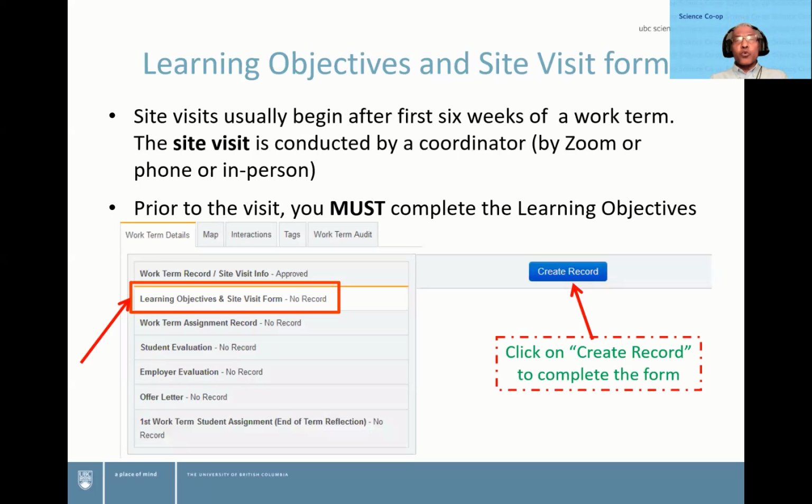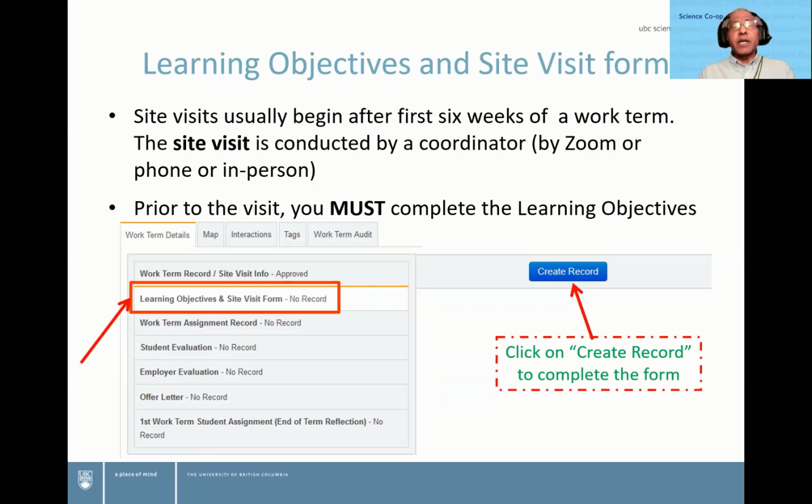Let's go back to the site visits. Now, the site visits are conducted usually after the first 6 weeks of a work term. So for example, if your work term starts in May, your site visits most probably will start, say, in the beginning of June or mid-June, and then the site visits continue on till the very end of the work term, because of course, we have lots of co-op students who are on a co-op work term, and it takes time to complete these site visits.